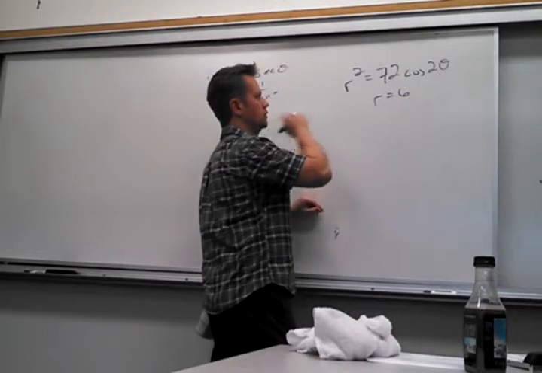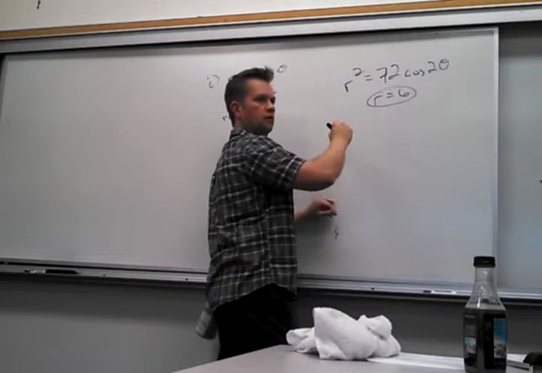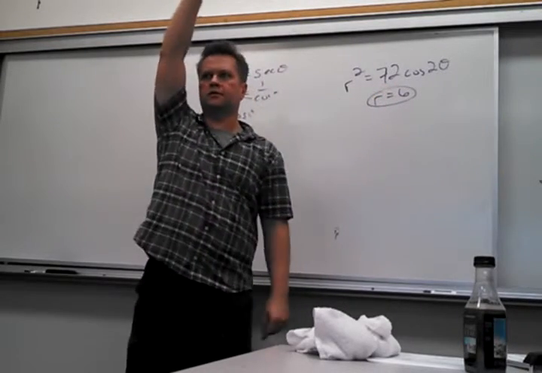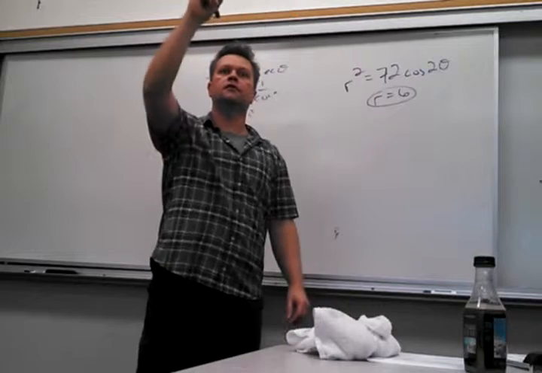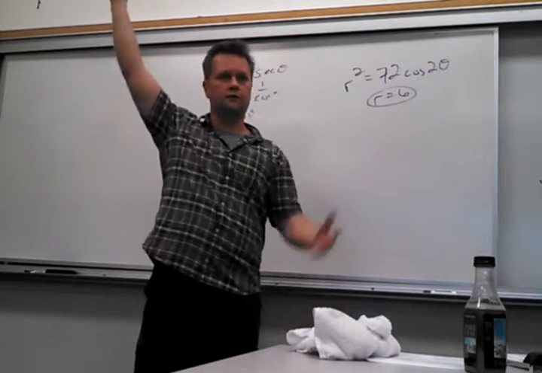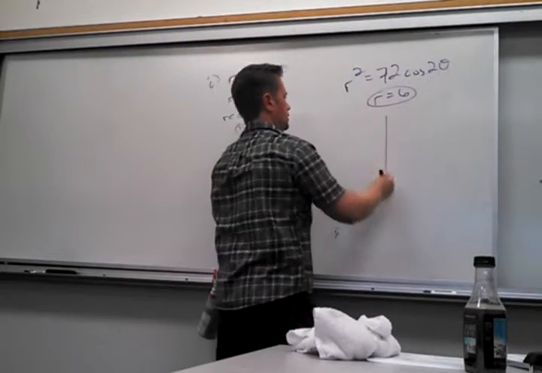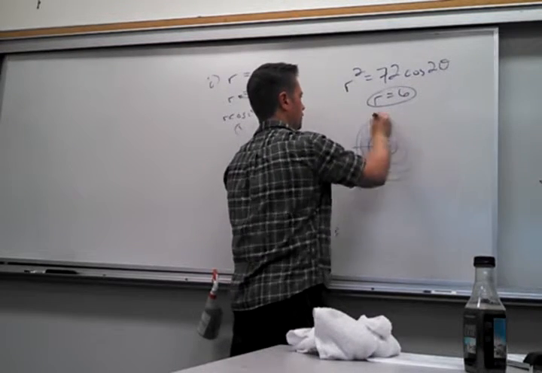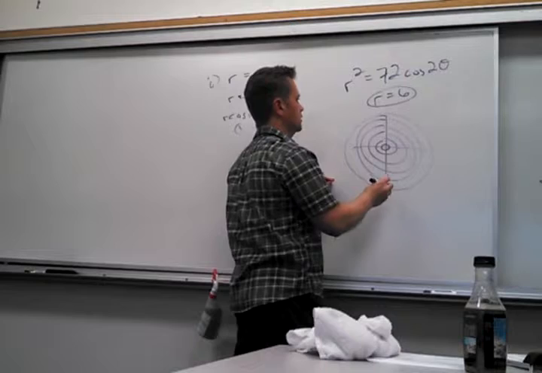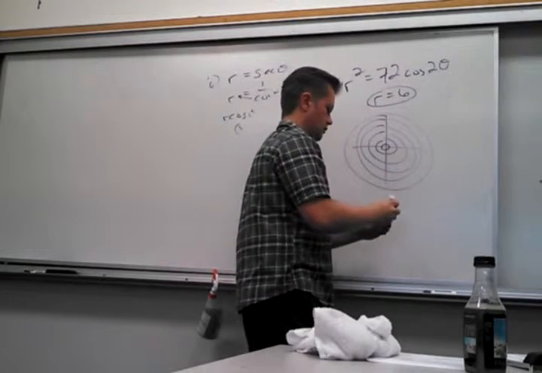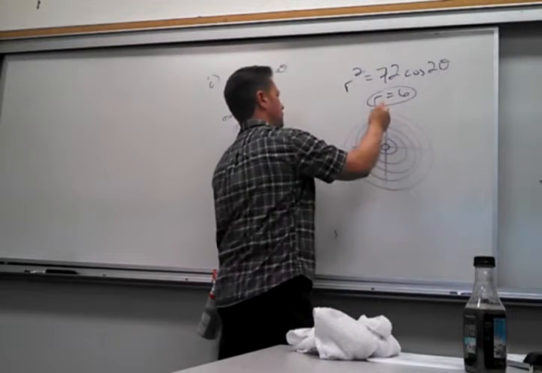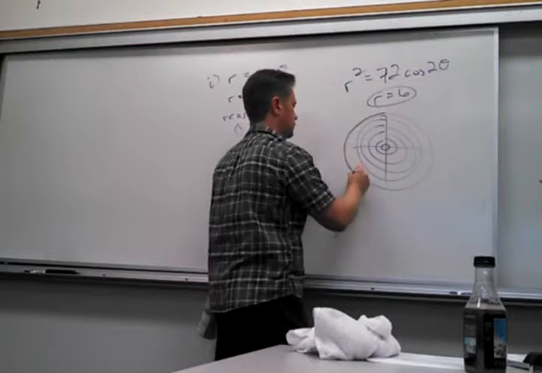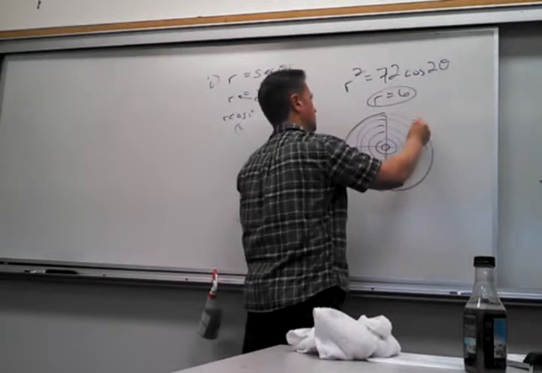So what's this going to be the graph of? A circle. Radius equals 6 is the definition of a circle centered at 0, 0 with a radius of 6. So that's going to be 1, 2, 3, 4, 5, 6. There it is.